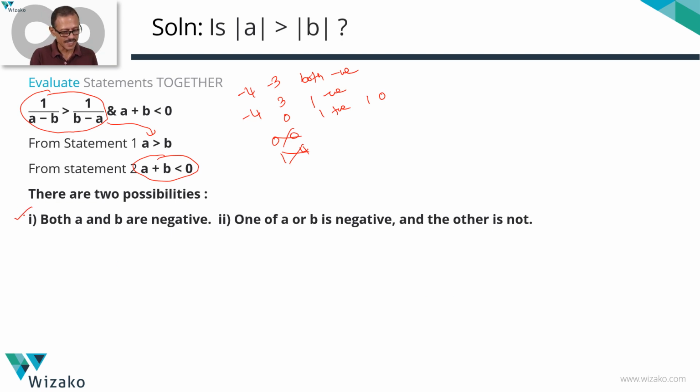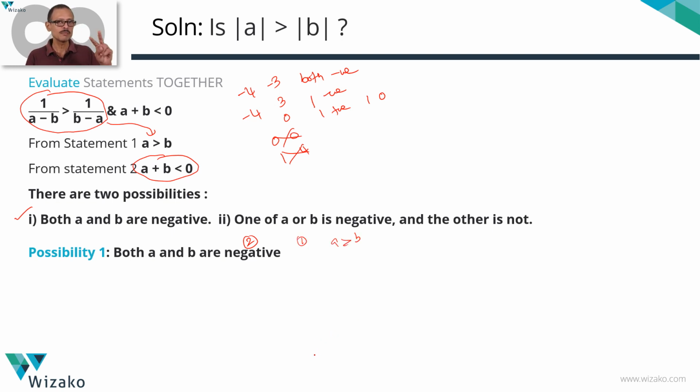Let's start evaluating each of these possibilities. I'm not going to go with examples. I'm going to reason it out right now. If both numbers are negative, A and B are negative, A plus B will therefore be less than 0. So statement 2 holds good in this possibility because these possibilities were derived from statement 2. Statement 1 essentially means that A is greater than B. Both these numbers are negative and A is a larger number.